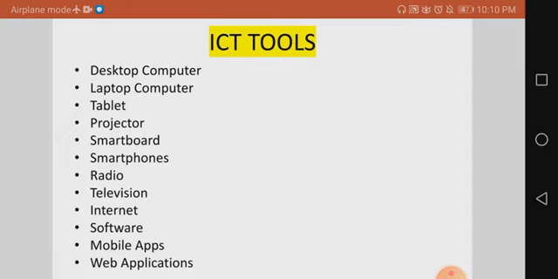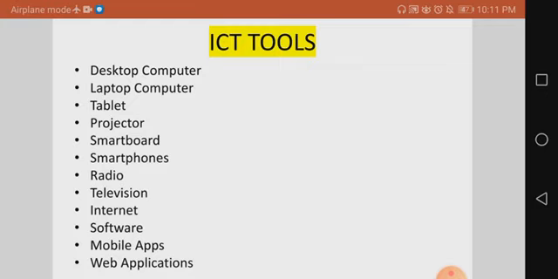Radio can also be used as a medium to communicate with people or with the crowd, or to transfer information. Television can also be used as a medium to teach and learn. There are many TV programs that are helpful to learn, and there are many contents available on TV, or live TV, which are useful for learning and studying. So television can also be used as a tool.